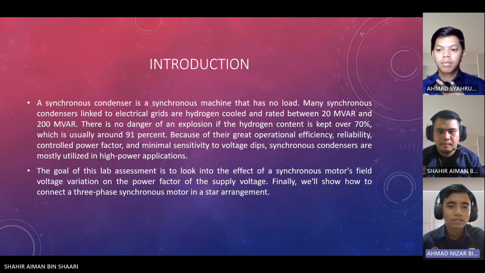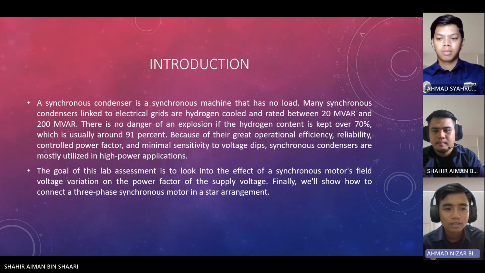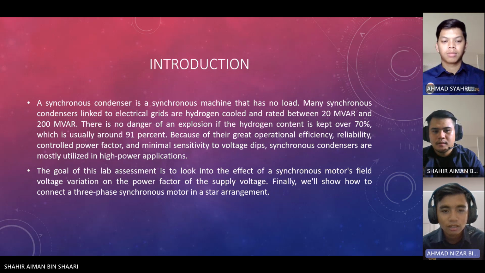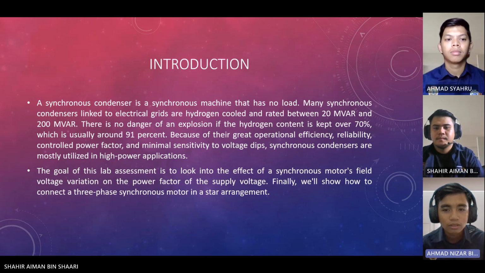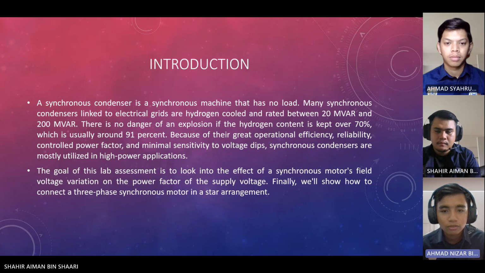Okay, so for introduction, a synchronous condenser is a synchronous machine that has no load. Many synchronous condensers linked to the electrical grid are hydrogen cooled and rated between 20 MVAR and 200 MVAR. There is no danger of an explosion if the hydrogen content escapes over 70%, which is usually around 91%. Because of their great operational efficiency, reliability, control of power factor, and minimal sensitivity to voltage dip, synchronous condensers are mostly utilized in high power applications.